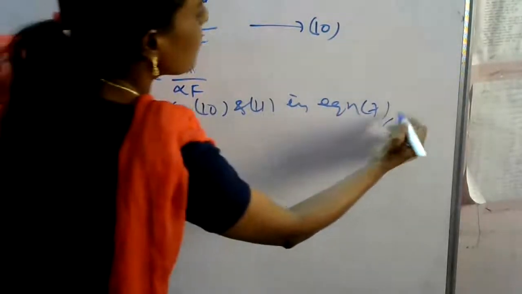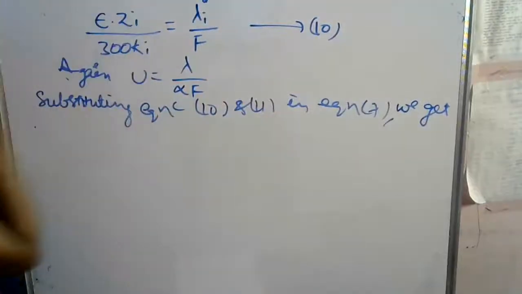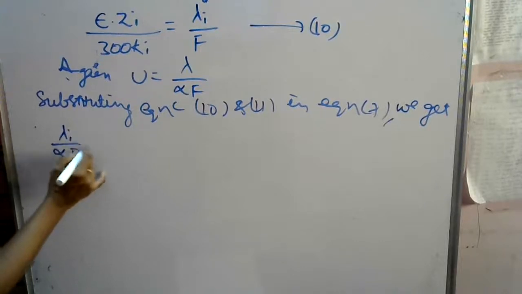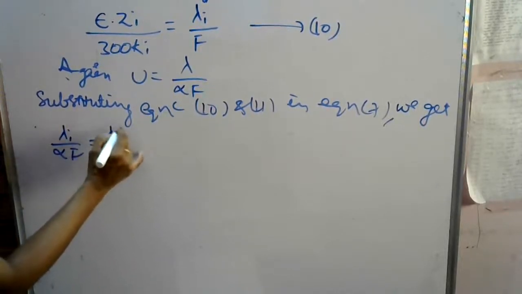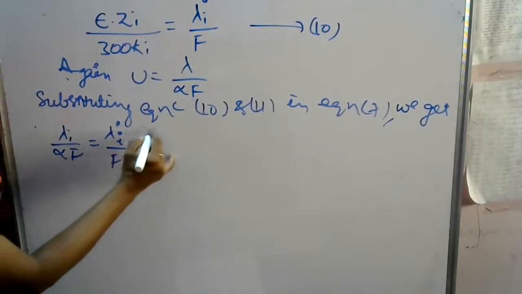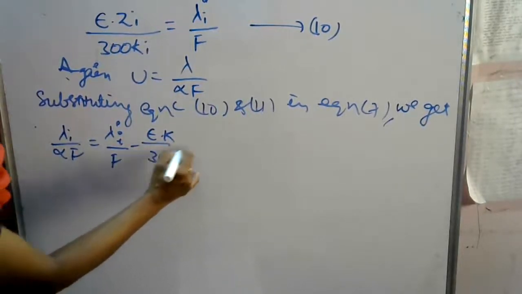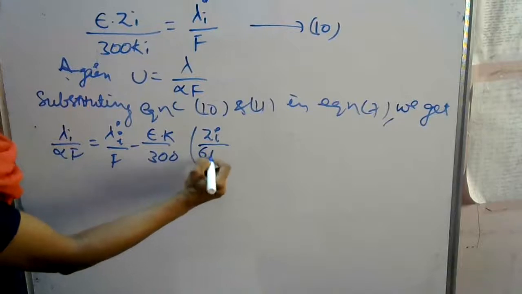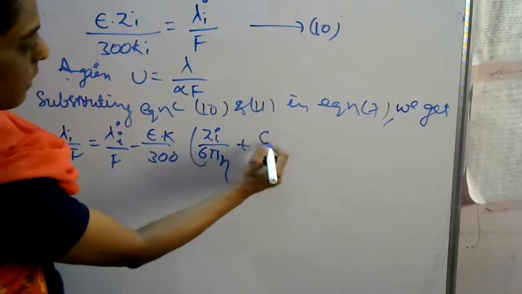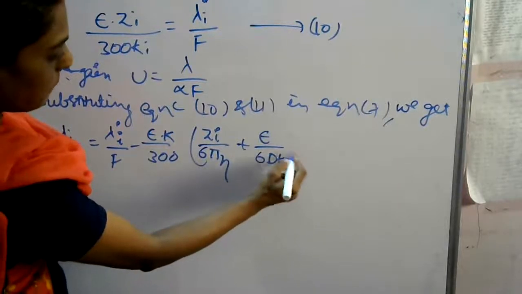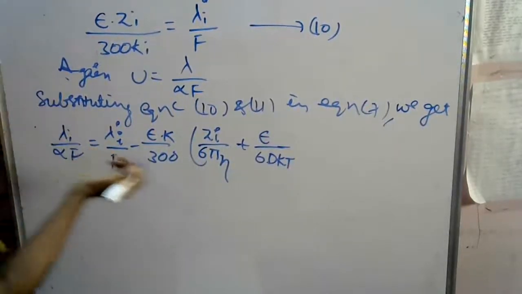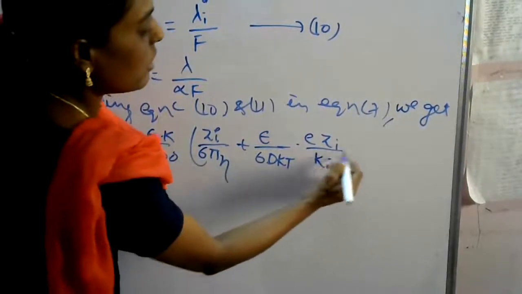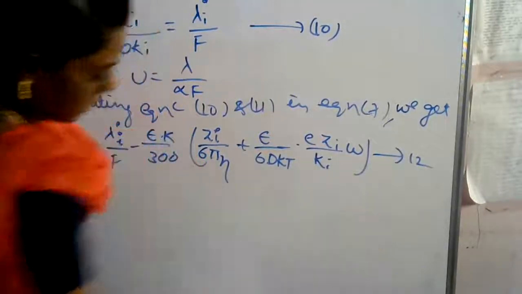We get lambda_i by alpha F is equal to lambda_i naught by F minus epsilon K by 300 into Z_i by 6 pi eta plus epsilon by 6 d K T into epsilon Z_i by K_i into omega. This is equation 12.